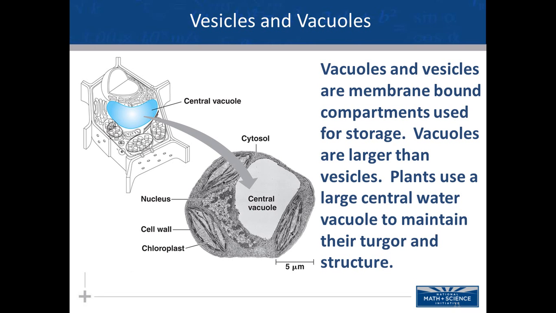We see them when we're talking about the Golgi apparatus and vesicles coming off of the endoplasmic reticulum. Vacuoles are much larger, and they are also membrane bound, and they are usually used for storage. For example, a water vacuole will store water. Sometimes you'll also find pigments in them or crystals in them. Plants will use a large central vacuole to help maintain their turgor and structure.